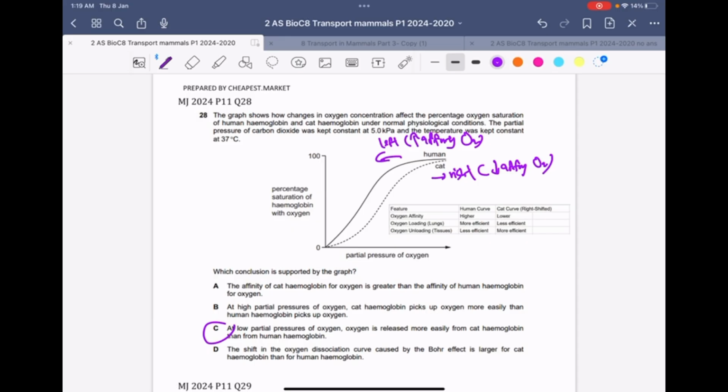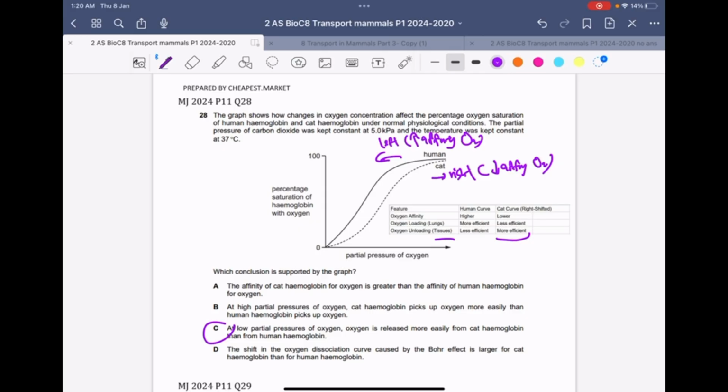So that's why the human curve has higher oxygen affinity. So the oxygen loading in the lungs is more efficient. But the oxygen unloading to tissue is less efficient because the hemoglobin sticks more to the oxygen, so it will tend not to release the oxygen to the tissue. However, in the cat curve, which is right shifted, the oxygen affinity is lower. The hemoglobin has a lower affinity to the oxygen. So the oxygen loading in the lung becomes less efficient, but the oxyhemoglobin tends to release the oxygen to the tissue, so it becomes more efficient for oxygen unloading at the tissue.